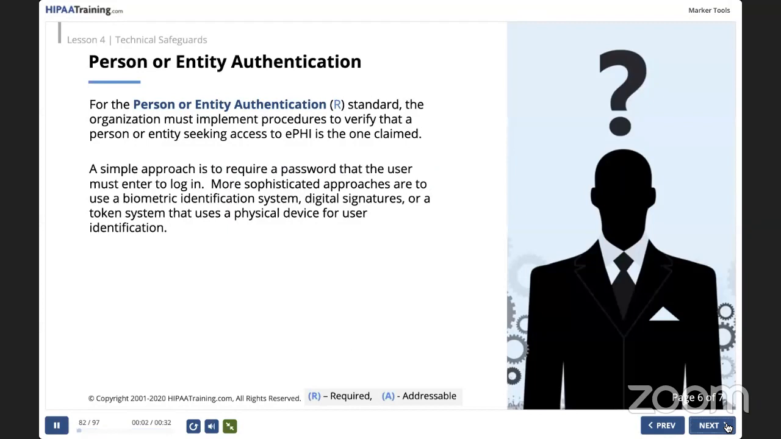Person or entity authentication. For the person or entity authentication standard, the organization must implement procedures to verify that a person or entity seeking access to EPHI is the one claimed. A simple approach is to require a password that the user must enter to log in. More sophisticated approaches are to use a biometric identification system, digital signatures, or a token system that uses a physical device for user identification.